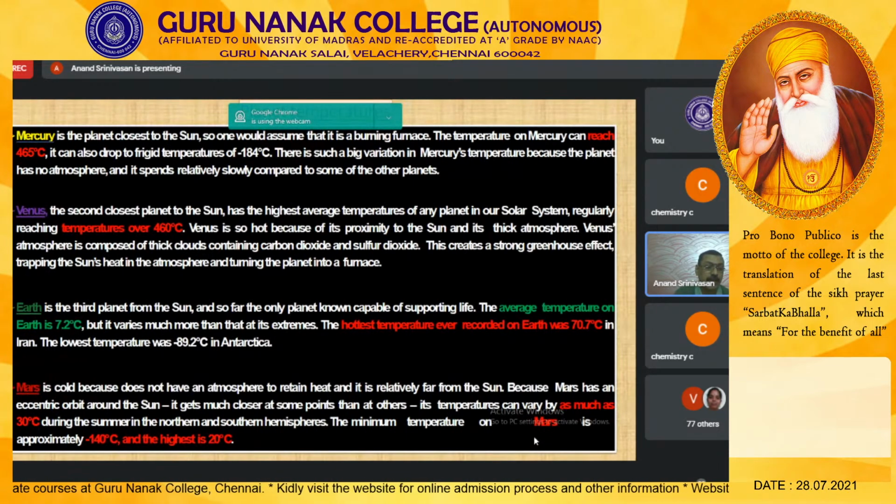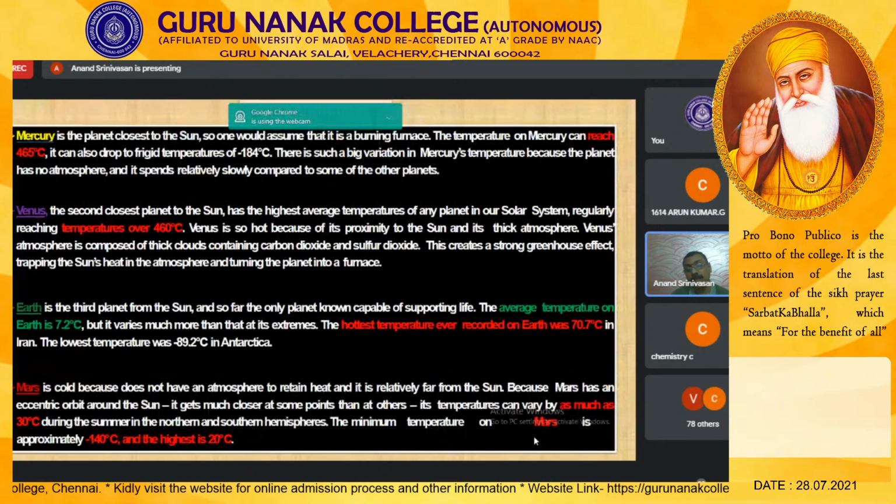So when you look at Earth, that is the third planet from the Sun, it is the only planet known capable of supporting life. So this is very important. You should understand this is the Earth which makes our life sustainable, the only planet capable of supporting our life. The average temperature on the Earth is 7.2 degrees centigrade, but it can also vary to other extremes as well.